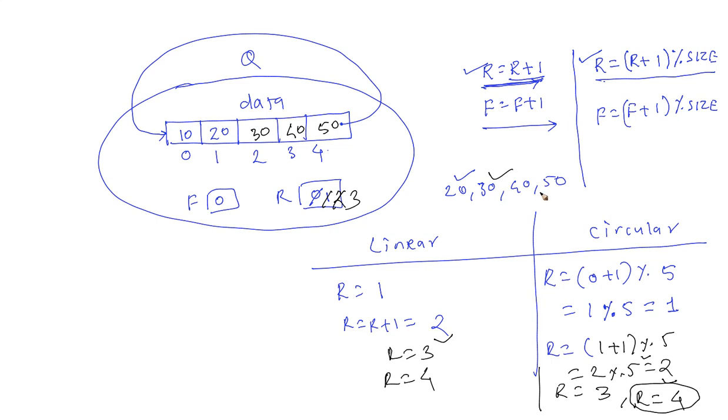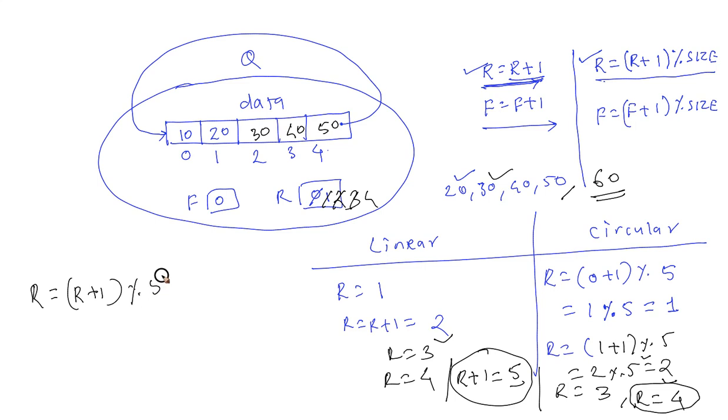Now let us say I want to insert 60. Now if I use linear, what is R? R is equal to R plus 1; R is 4 already. 4 plus 1 is 5. So I'll get 5, which is not in this array. The fifth location is not in this array, so we are going out of the array because of this linear increment. But if I give circular increment to this, circular increment is R is equal to R plus 1 mod 5, which is the size.